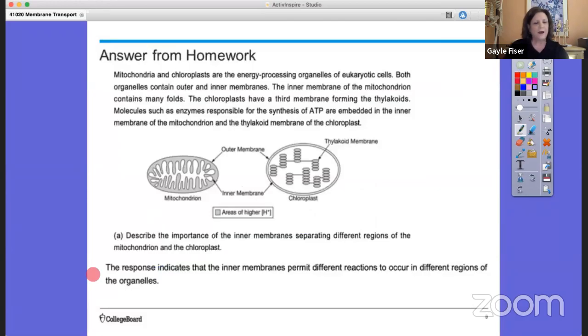Here we go. See this red dot? This page is very busy, but here's the answer. The response indicates that the inner membranes permit different reactions to occur in different regions of the organelles. So that was the importance of the inner membrane, and it told you that up here when it was telling you what's going on in that area.